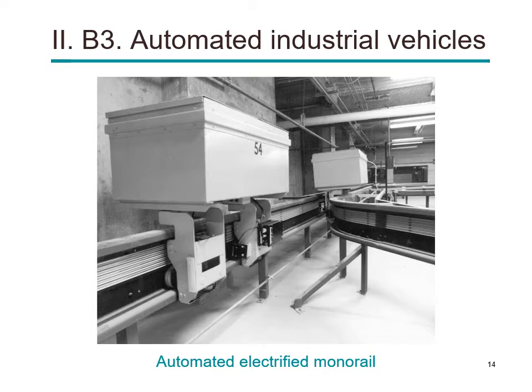This is an example of an automated electrified monorail. You see these devices move along a rail, and they are electrified and they are automated. So whenever it's necessary, they can stop. Whenever it's necessary, they can move along, and also maybe they can transfer from one line to another at intersection points.